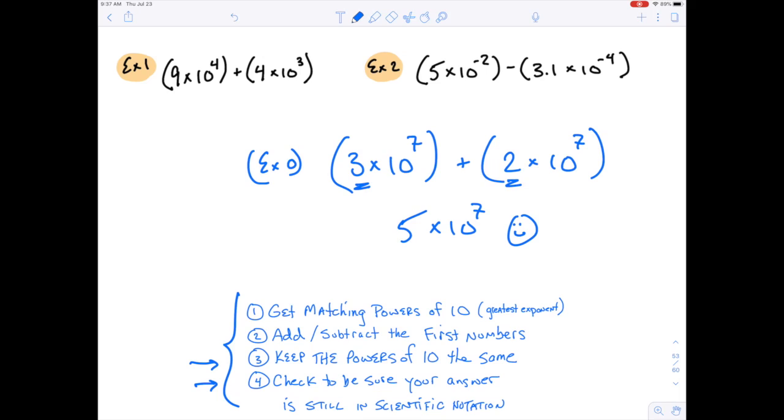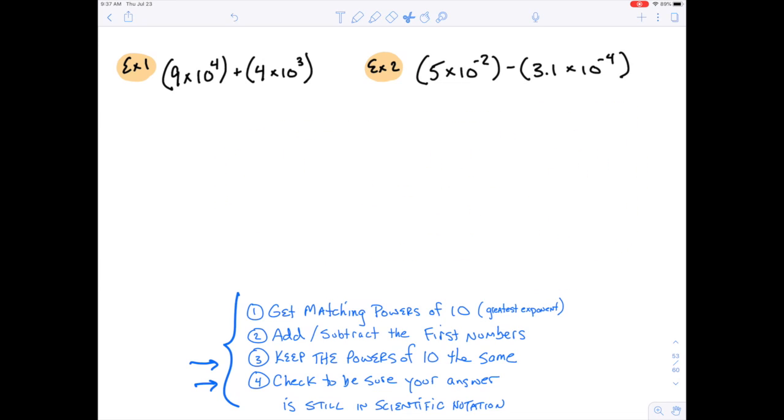So we're done, right? That's the essence of this video and the techniques that we're going to use. You get matching powers of 10, you add or subtract your first values, and for the most part, you're done. You might need to do a little checking just to make sure, but you're pretty much done. So let's check this out on the 2 examples I originally planned on. A little bit more involved, but you're going to find that they work the same. And I'm going to do them in phases.